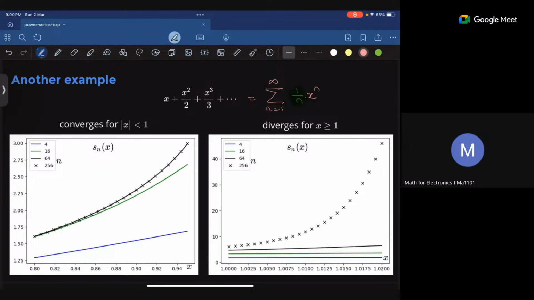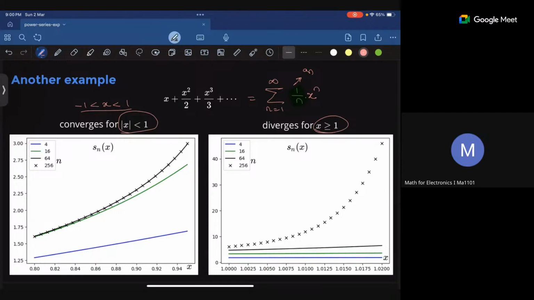Okay, so here a_n is 1 by n, right? Even this power series will converge for all values of x which are less than 1, and it will diverge for all values of x greater than or equal to 1. For some interval, something like -1 to +1, this will converge, and beyond left of -1 and right of 1, it will diverge.